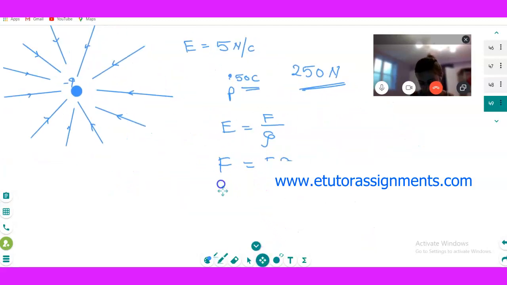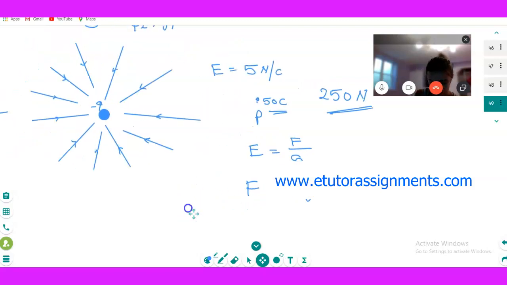Now, can you tell me, if two charges are there, how will the electric field be distributed? Can you draw this? Suppose both are positive charges. Can you draw the electric field lines due to both these charges? Let us try.